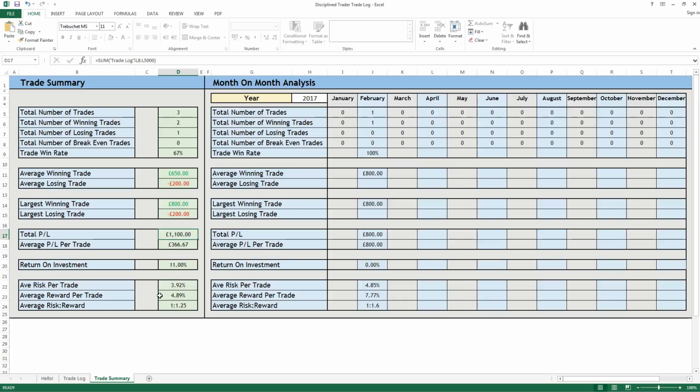We then have the total P&L for all the trades entered and the average P&L per trade, the return on investment, and then down at the bottom we have the average risk per trade, the average reward, and then the average risk to reward. Now this bit here uses the actual close prices, just in case you were wondering.